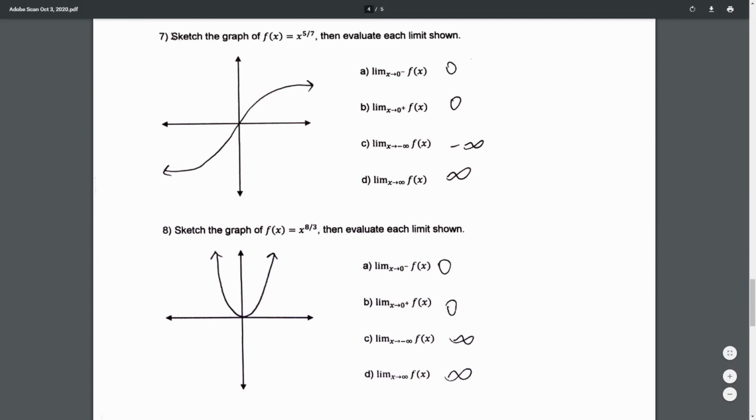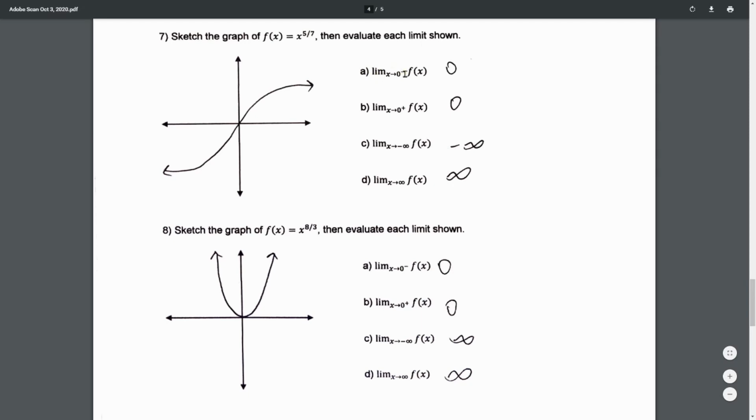For number 7, we're asked to sketch the graph of f of x equals x to the 5 over 7, and then evaluate each limit shown. If you have a calculator, I would suggest going ahead and graphing this out and basically just copying what you see on the calculator. If you're not allowed to use one, like on a test or a quiz, then you're just going to have to remember what these types of functions look like. In this case, both the numerator and the denominator are odd, so we know that the function will be odd at the very least, and it is less than 1, so these types of functions look more or less like this. Next, we're asked to evaluate the limits.